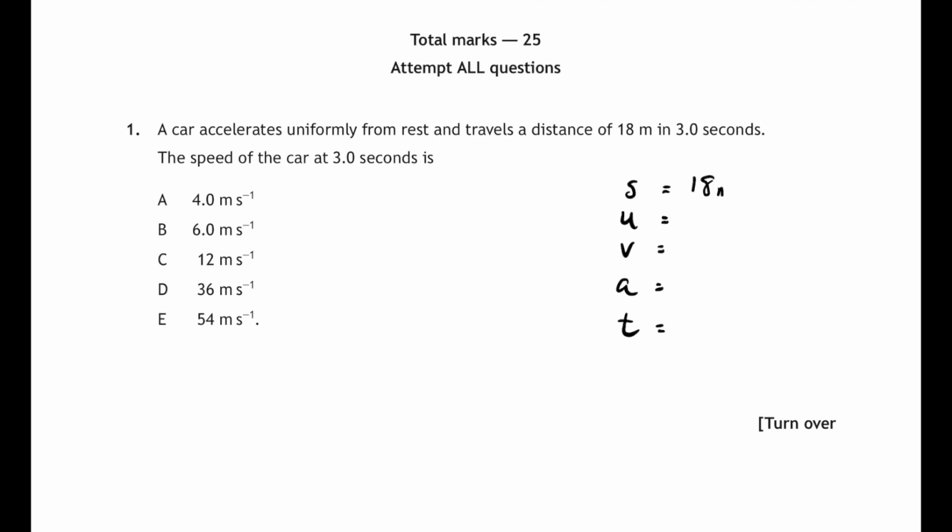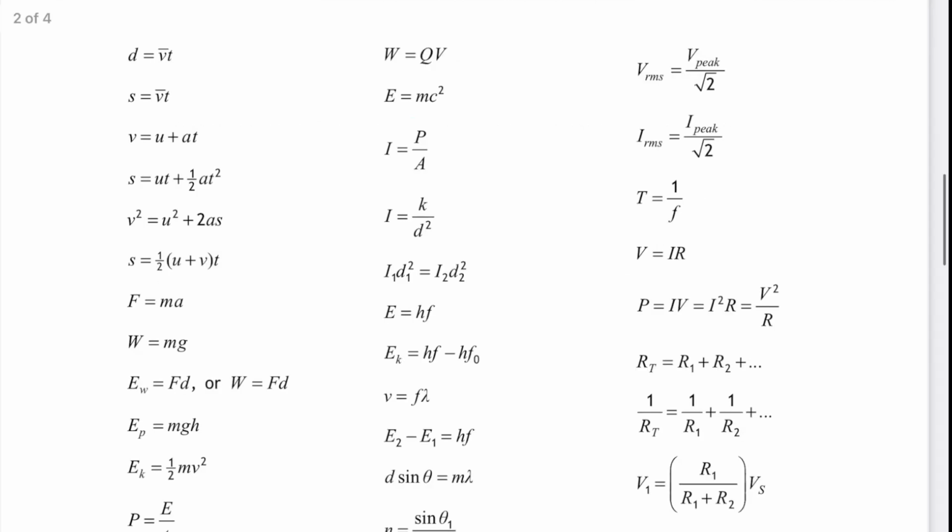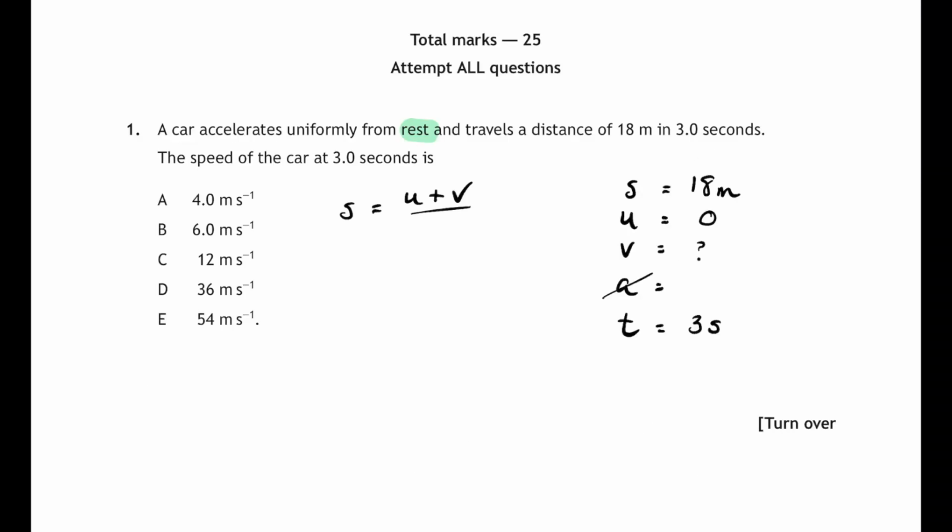So the distance was 18 metres. It starts from rest, so U is 0. And the final speed is what we're looking for, so we'll put a wee question mark there. The acceleration we don't know, and the time is 3 seconds. So which equation of motion are we going to use? Well, it's the one that doesn't have acceleration in it, which if you look at your relationship sheet is S equals U plus V over 2 times T.